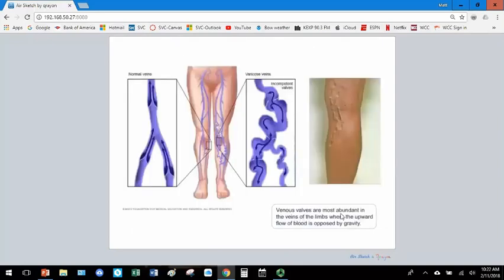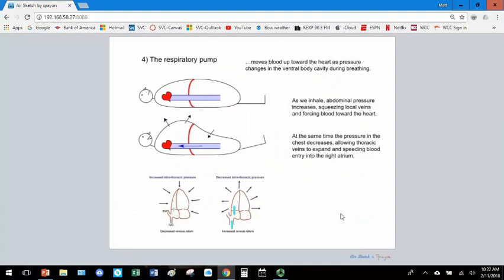Now, if you have faulty or incompetent valves, then you're not getting the return of blood back to the heart like you need. And that manifests itself as varicose veins here. You have faulty valves here, and so this venous blood is not able to return back up to the heart. And lastly, there's something called the respiratory pump. Basically, when we breathe in and we breathe out, that causes pressure changes in the ventral body cavity, and those pressure changes also help move venous blood back up to the heart.